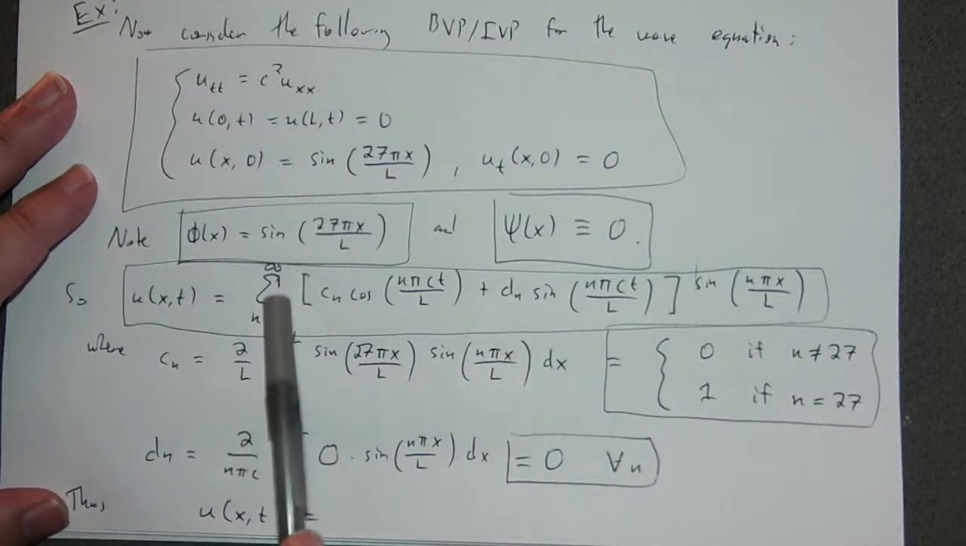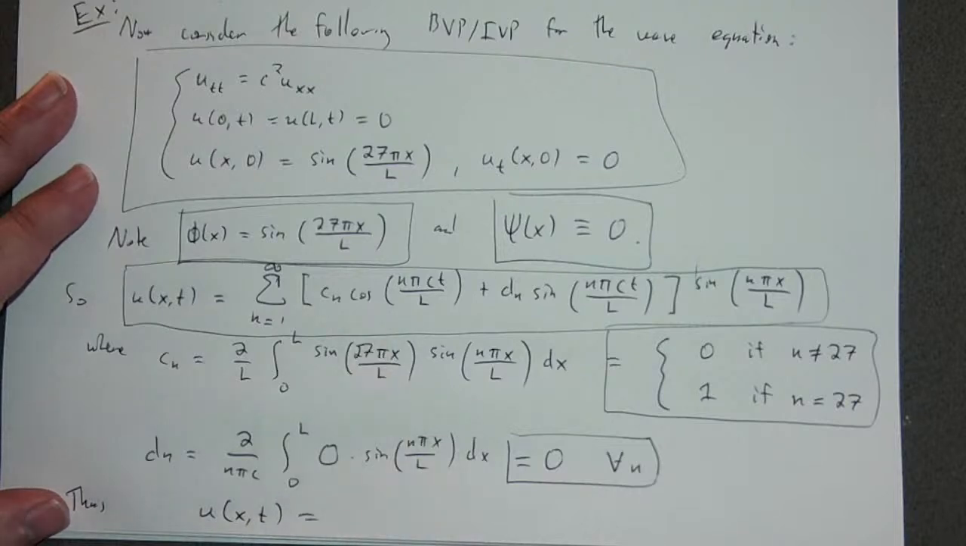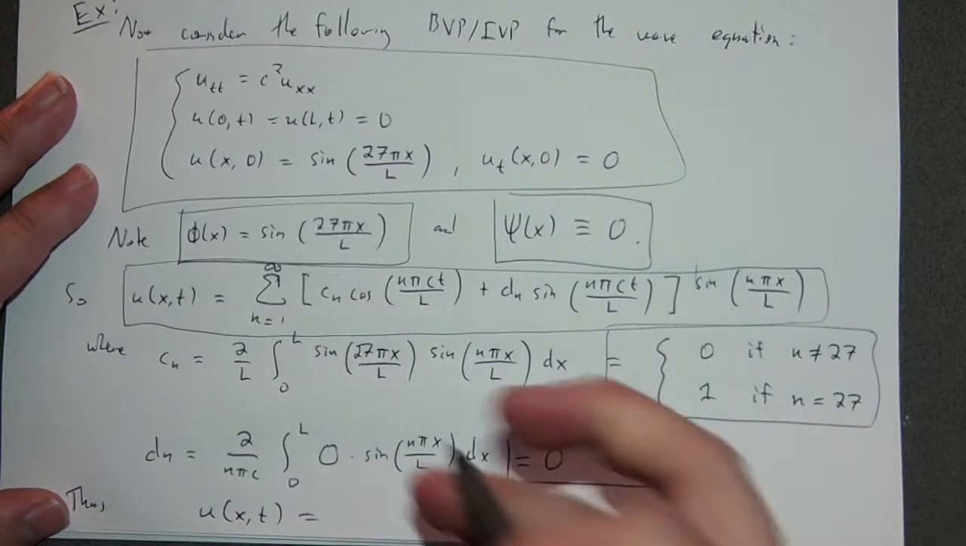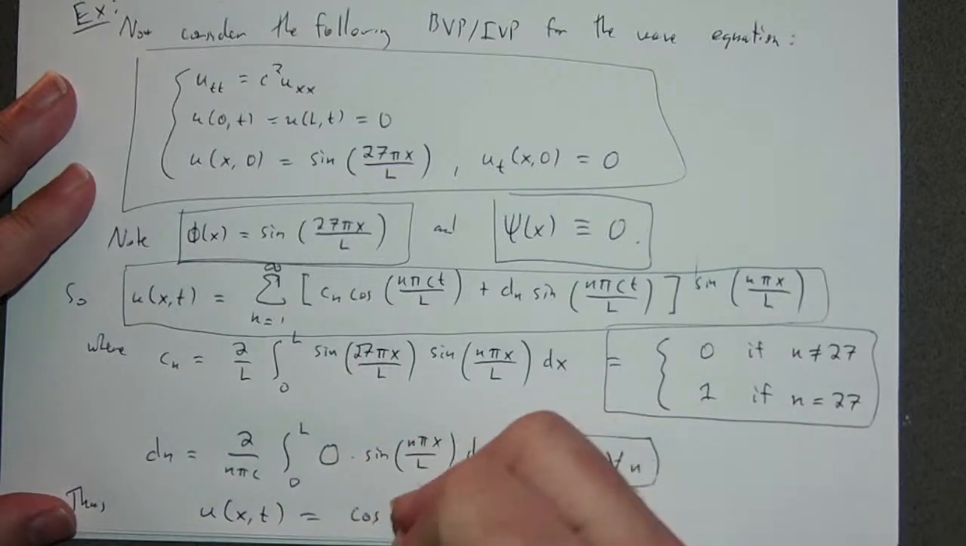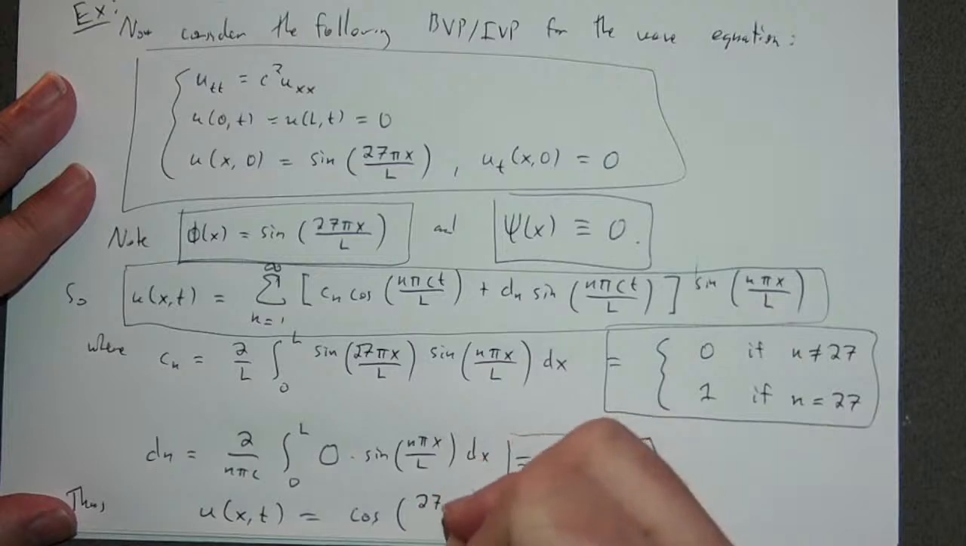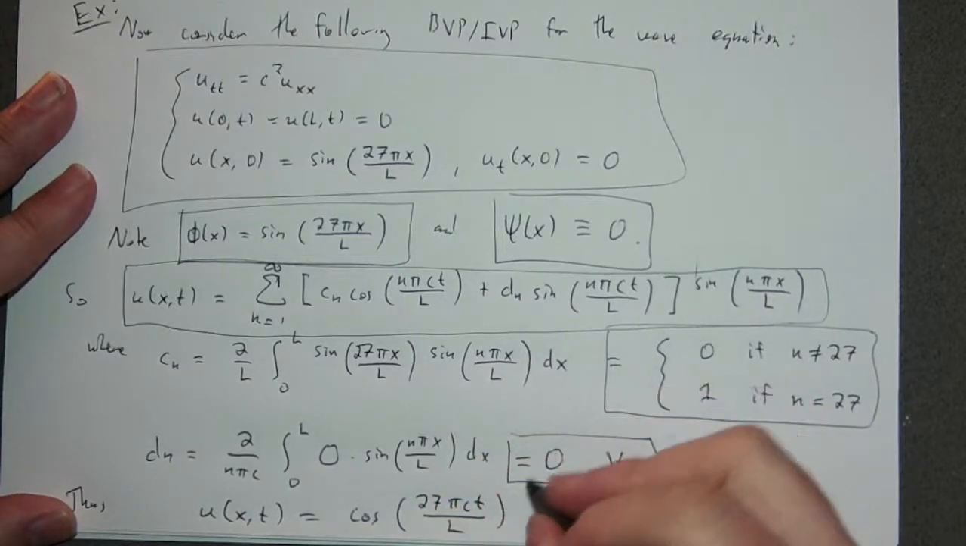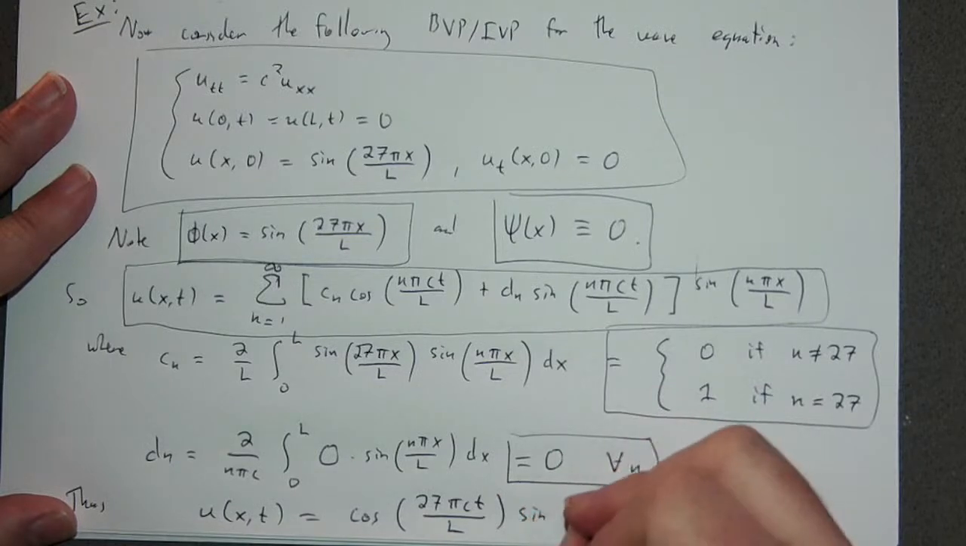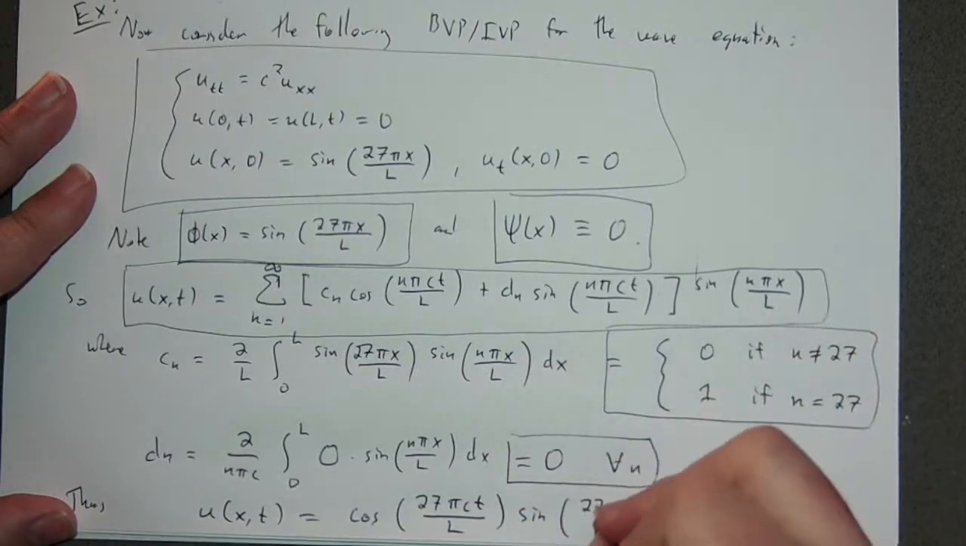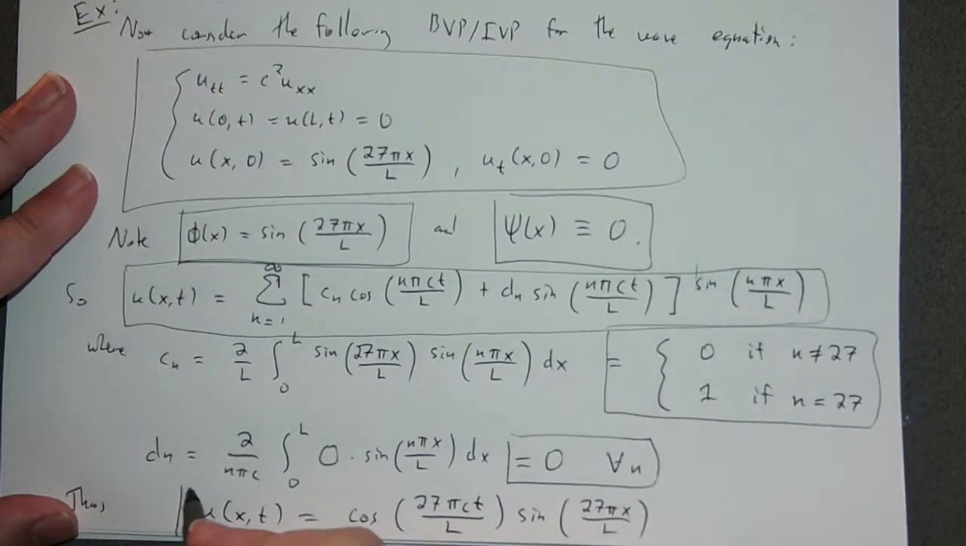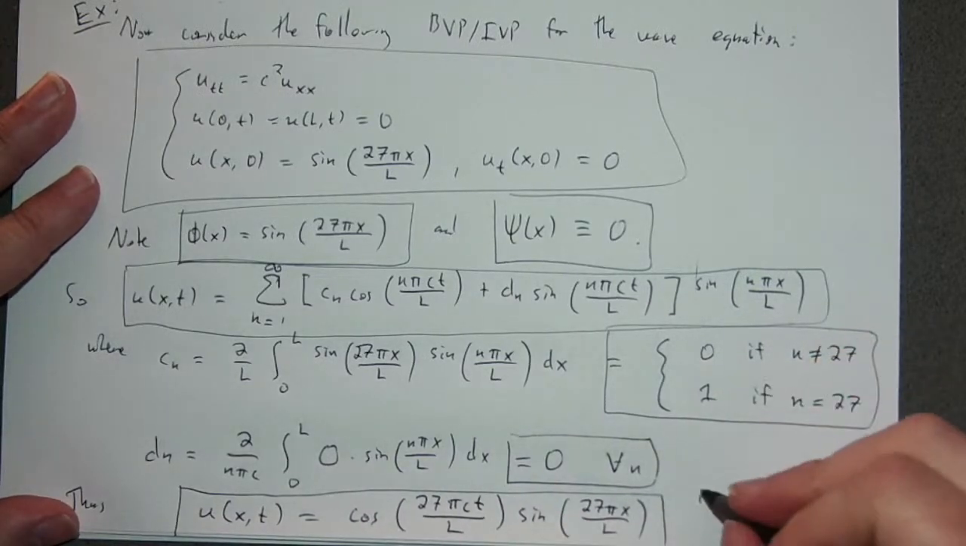And so I no longer need an infinite sum. There's a single term here that pops out. And that single term is what? This is cosine of 27 pi ct over L times sine of 27 pi x over L. This is my solution.